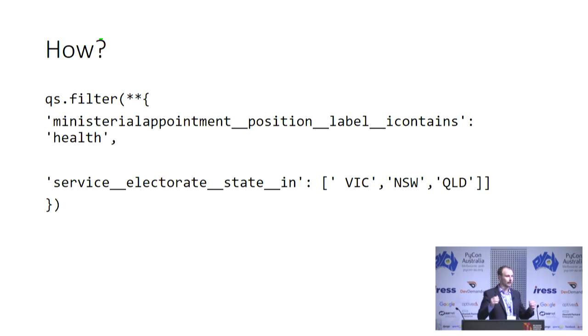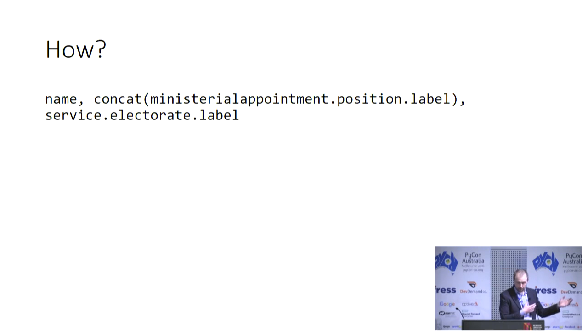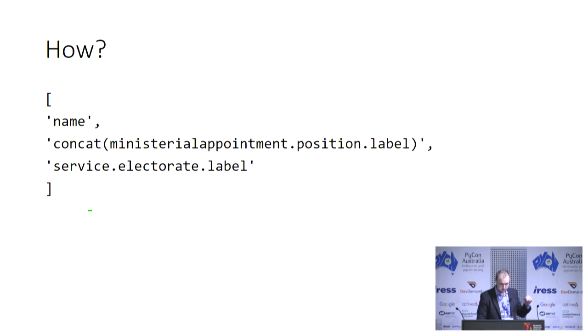But I'm still going to get back a whole bunch of objects. That's going to be really, really slow. And when I'm trying to query across a whole bunch of stuff, I need to do something with it. So here is my name, the concatenation of all the ministries I've been in so that they're not multiple rows, and the electorates they've been in. And I just do that.